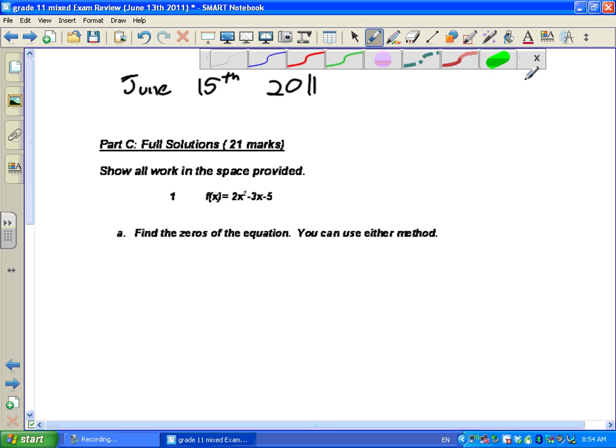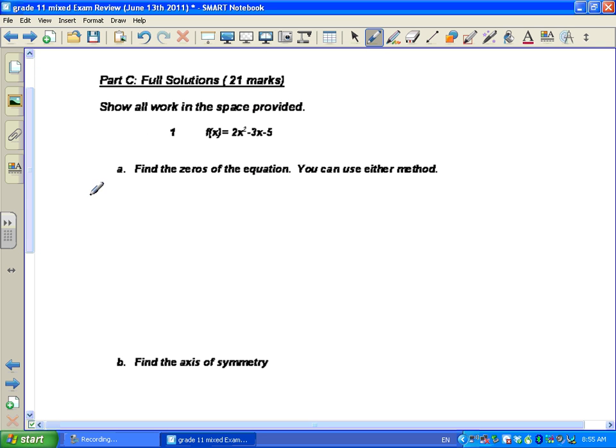First question asks us to find the zeros of an equation. You can use either method. What they mean by either method is you can either factor this question or use the quadratic formula. We're going to try to factor it. If that doesn't work, we'll use the quadratic formula.